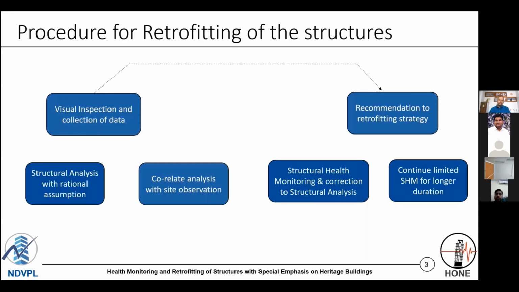So primarily in the current scenario, when we do retrofitting of a structure, it may be any structure, steel structure, RCC structure, or even heritage structure, typically what we follow is we go for visual inspection. We collect some data from site. We see the kind of distress which is visible on the structure. And based on our visual inspection, we recommend the retrofitting strategy.